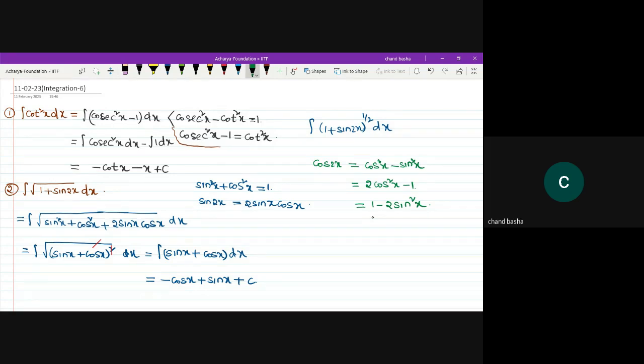And from equation 1, I can deduce all these formulas I have discussed in trigonometry, guys. From this, I can deduce 1 plus cos 2x is equal to 2 cos square x, and 1 minus cos 2x is equal to 2 sine square x. Always try to see that you are on mute.